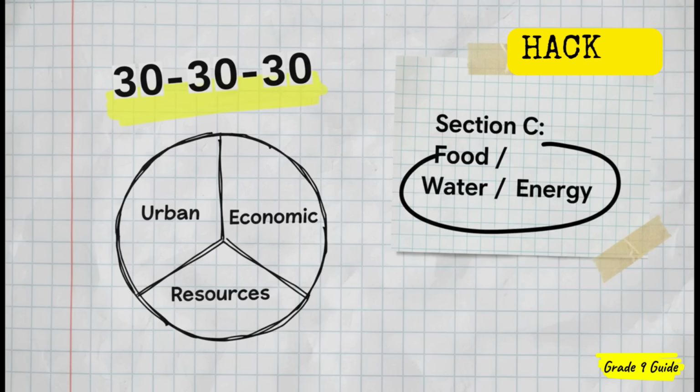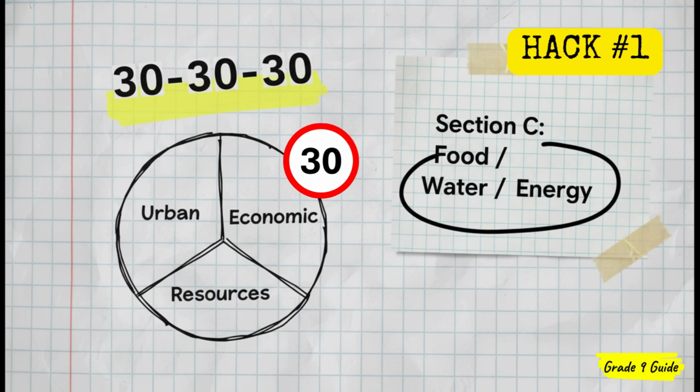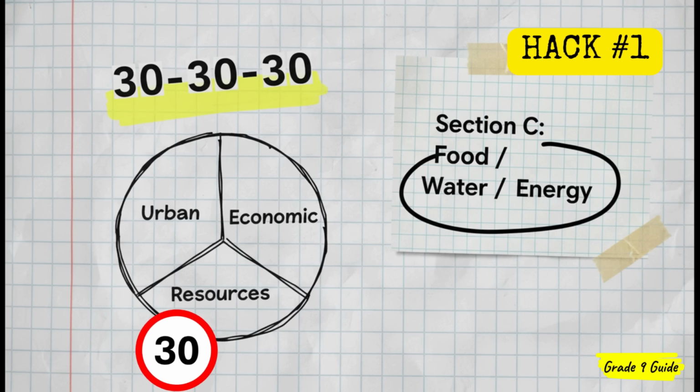Okay, section C. You have 1 hour and 30 minutes total. That means strict 30-30-30 timing. 30 minutes on urban issues, 30 minutes on the economic world, and 30 minutes on resources. Once that 30 minutes is up, you move on. Seriously, do not let section C stay completely blank just because you spent 40 minutes writing a masterpiece on a real favela.